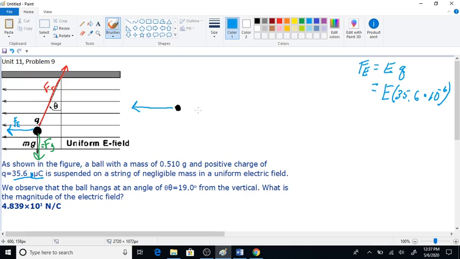So I'm going to put this as 35.6 times 10 to the minus 6 times E, because all we did is represent this. This is FE, so instead of FE, I'm writing the expression EQ.